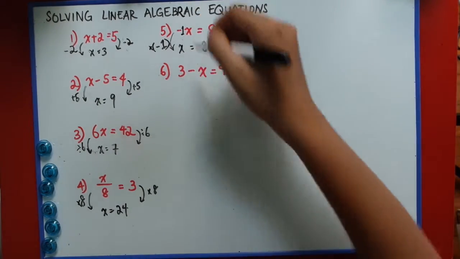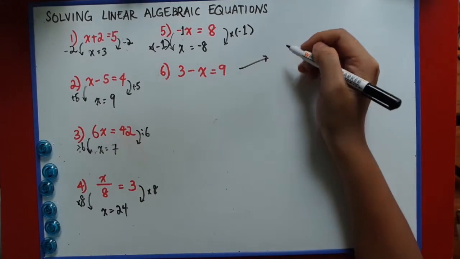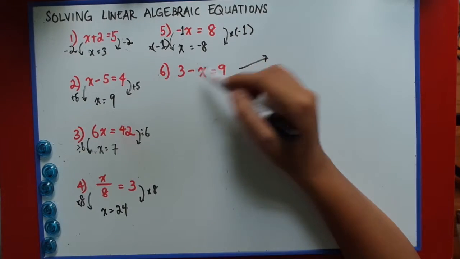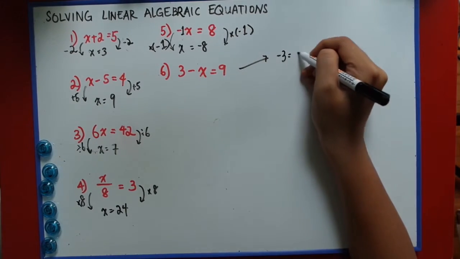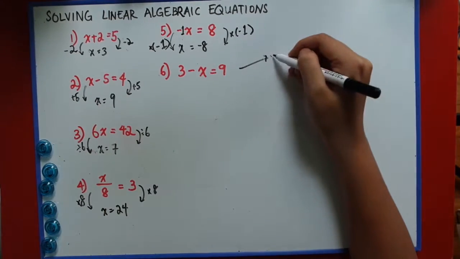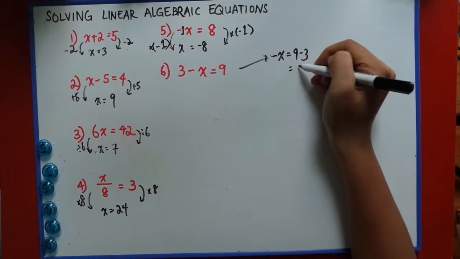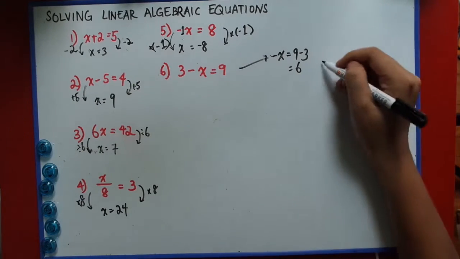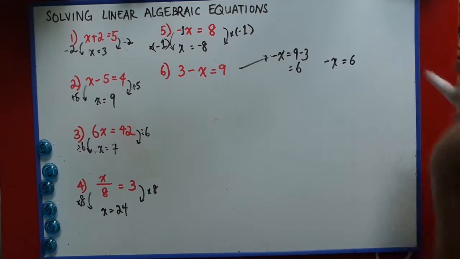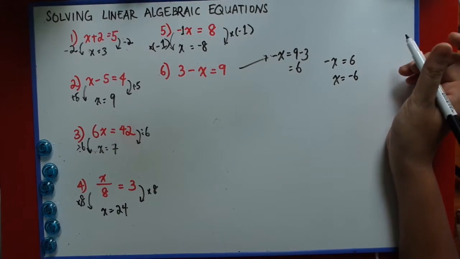You can do number 6 using number 5. Remember what I said? I said isolate x, right? So I will minus 3 on both sides. Oh, sorry, I wrote minus 3. You minus 3 on both sides, you get negative x equals 9 minus 3, right? Which is 6. So now I have minus x equals 6. Then you can do the same thing as I did previously and you get x equals minus 6.